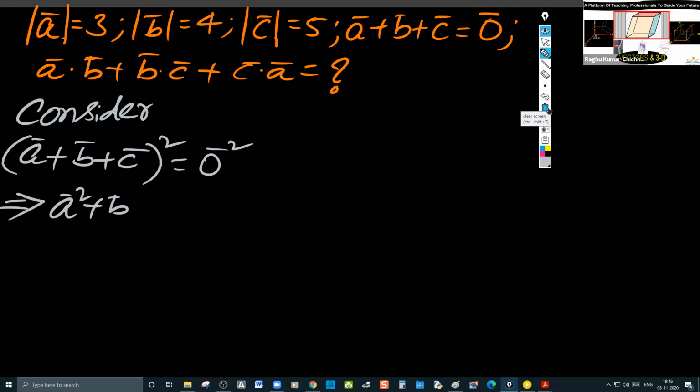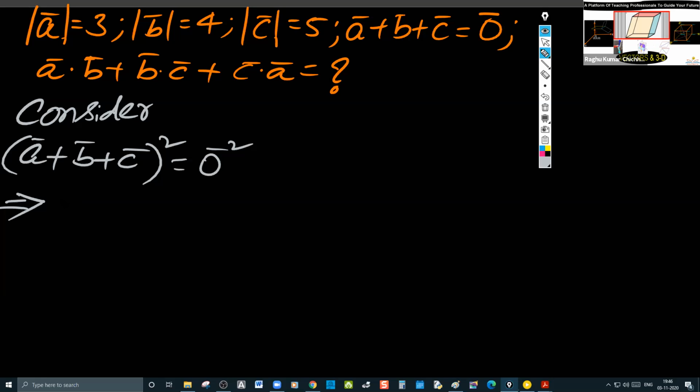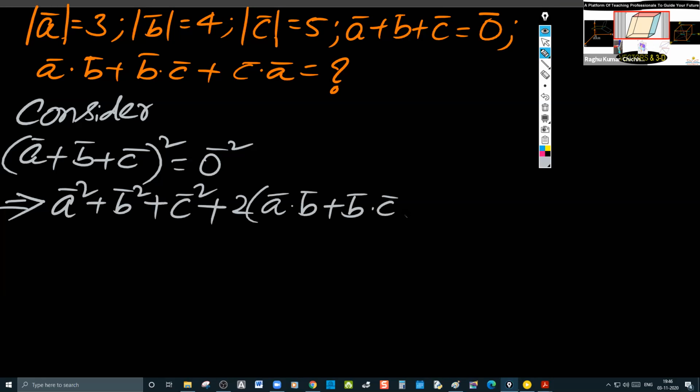Now I got A bar plus B bar plus C bar whole square equals 0 bar whole square. Expanding: A bar square plus B bar square plus C bar square plus twice of A dot B plus B dot C plus C dot A is equal to 0.